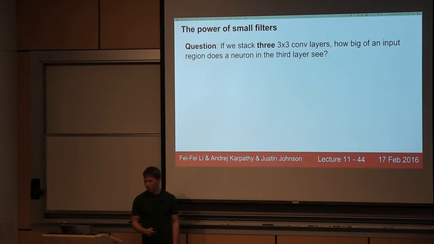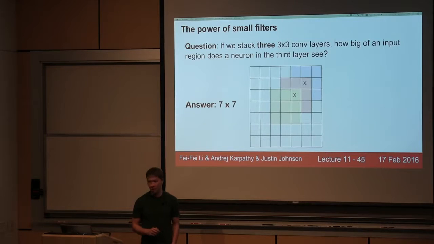Okay, so now the question is, if we had 3 3x3 convolutions stacked in a row, how big of a region in the input would they see? Yeah, good. So same kind of reason, that these receptive fields just kind of build up with successive convolutions.